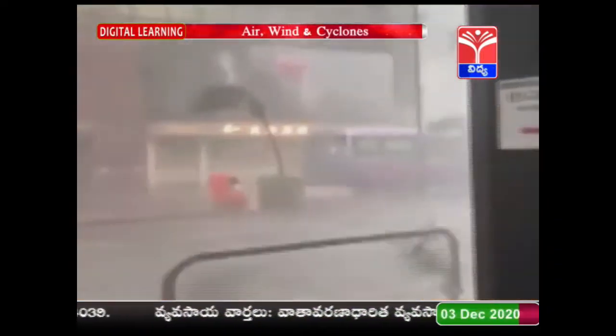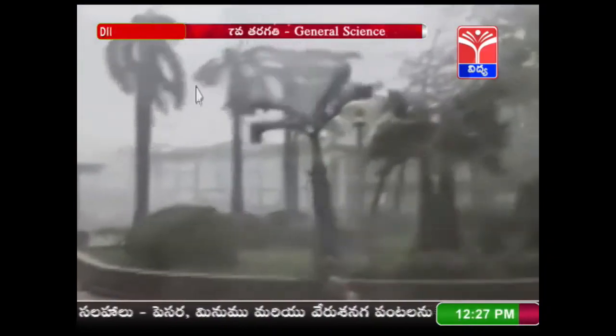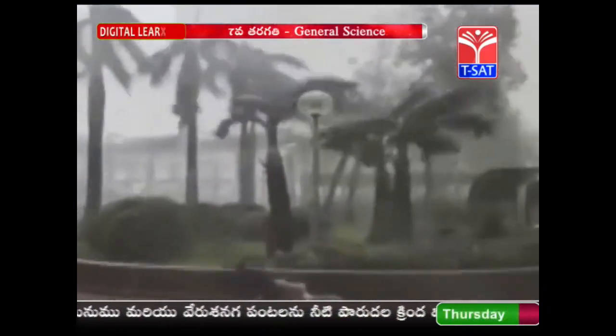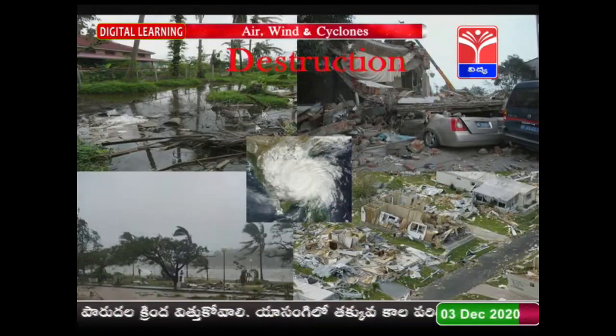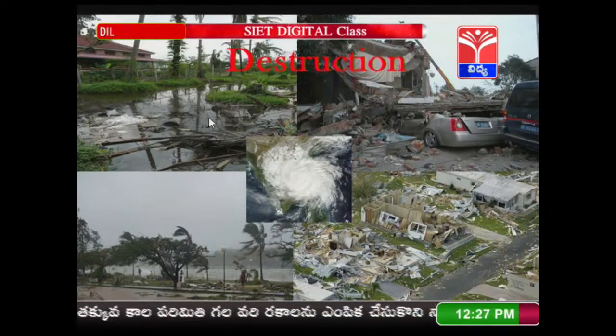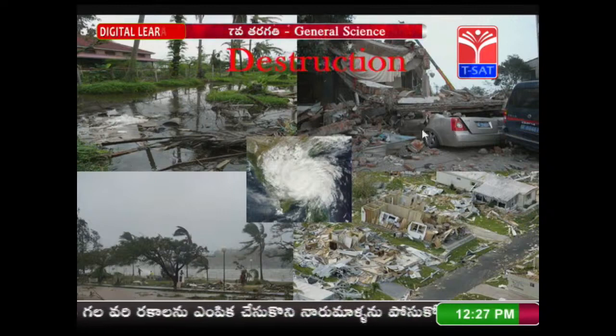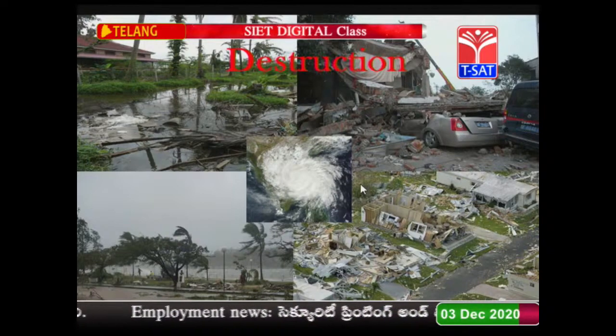So, is it not violent, children? Yes, it is violent, which causes great destruction. Sometimes heavy vehicles also fall down, and human beings also get distracted. Children, you can look here, the water has completely rushed onto the roads, and you can see the car has been damaged. You see the violently blowing wind and some of the destruction that occurred here.